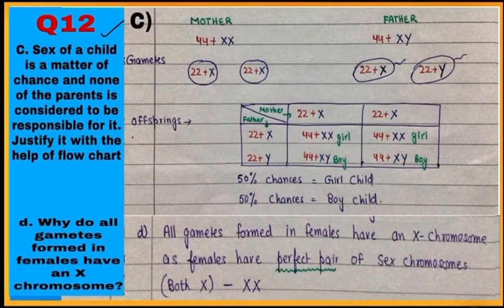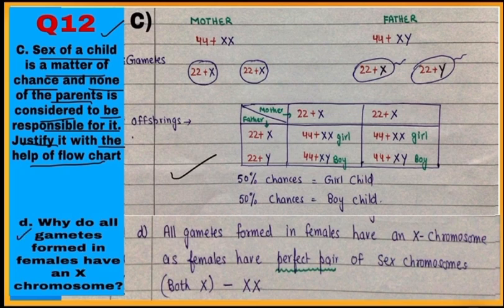Part C of question number 12. Sex of a child is a matter of chance and none of the parents is considered to be responsible for it. Justify it with the help of flowchart. This is the flowchart. Draw this flowchart in your exam and get complete marks.